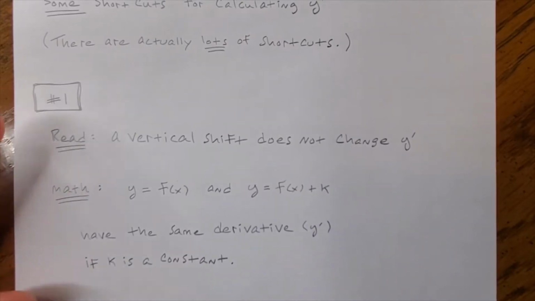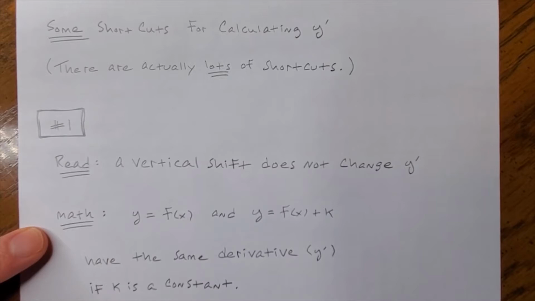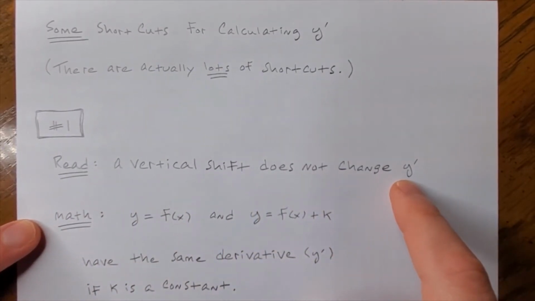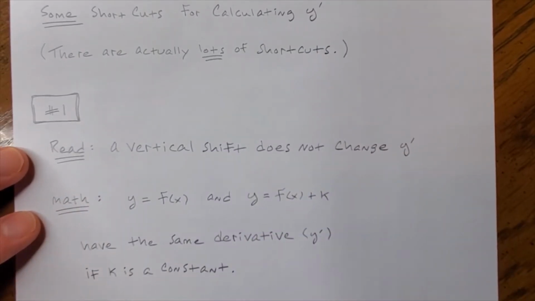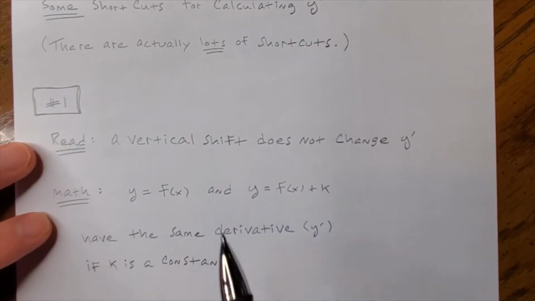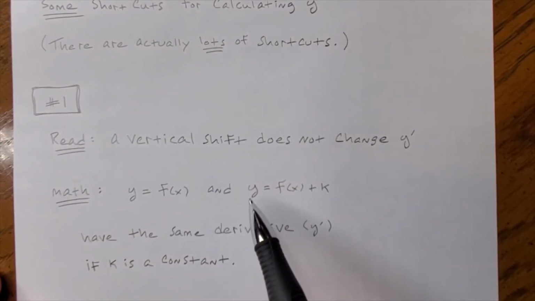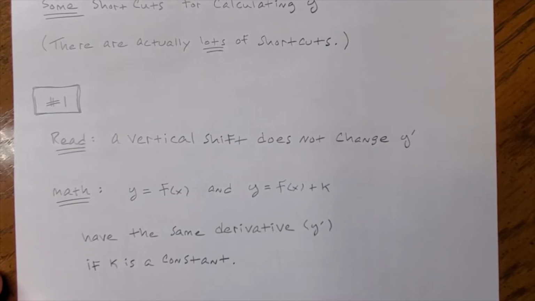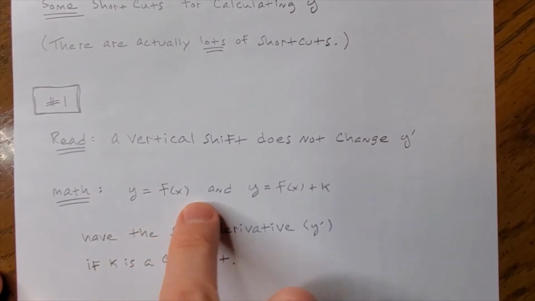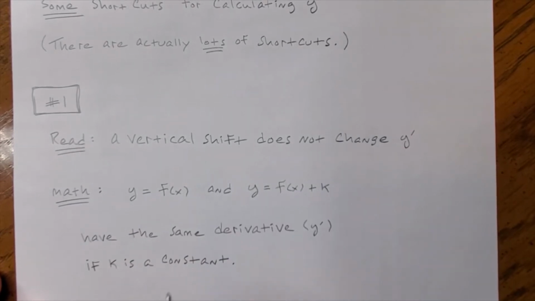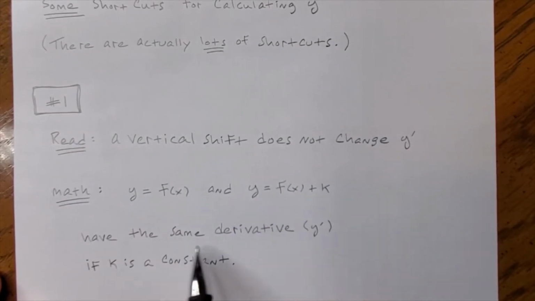For my first shortcut, the way that you might read it or describe it to somebody is that a vertical shift does not change what y prime is, okay? All right. The math, the formula would be something like this. If y was some function f of x, then you had y is f of x and y is f of x plus k, where k is a constant. Then these two things have the same derivative.